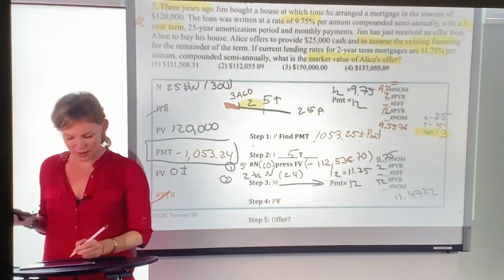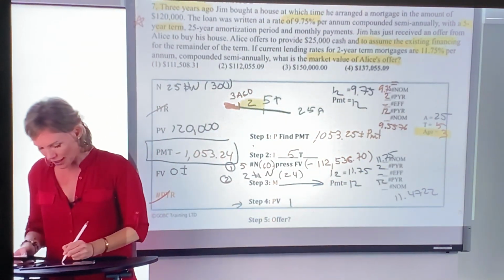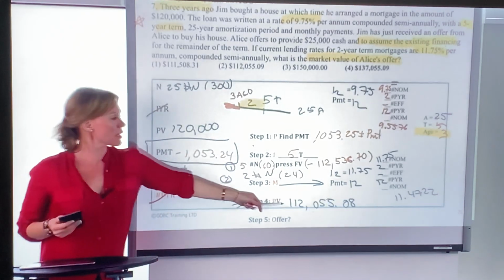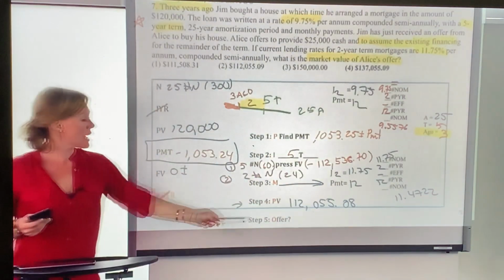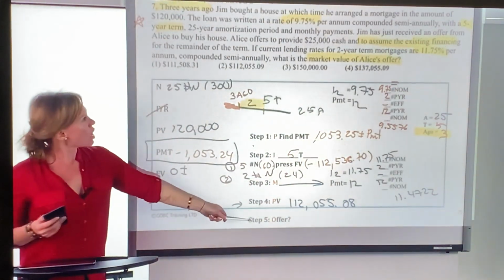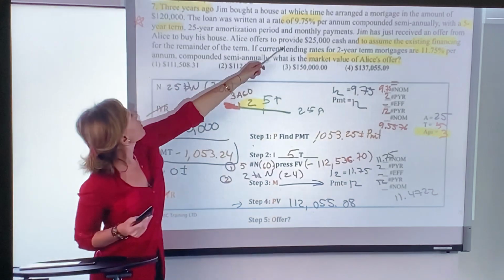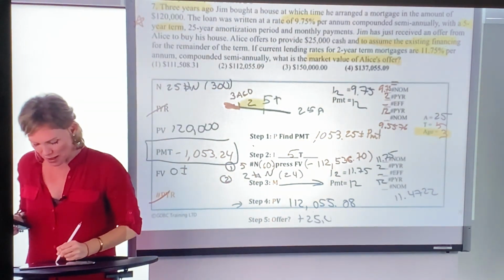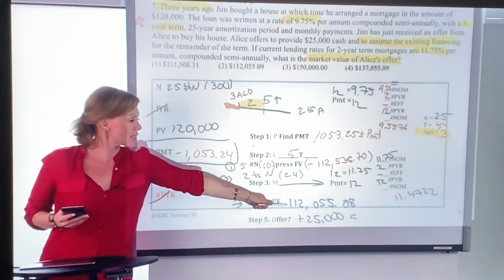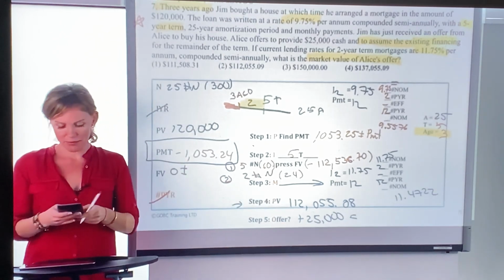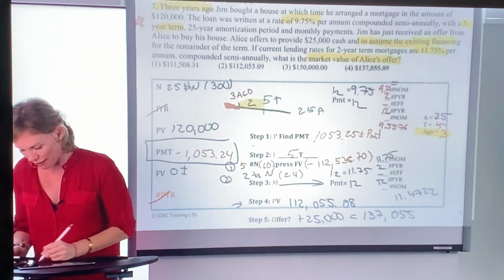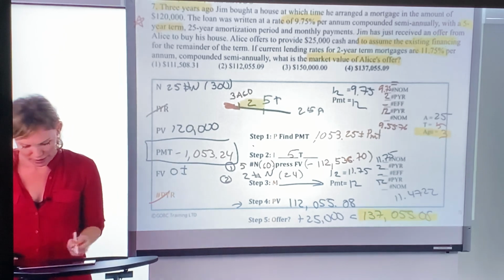Step 4, it's the same. You press your present value, 112,055.08. Okay, that's your mortgage. Okay, it is lower because the rate is different. And then they're looking for the offer. So if it's an offer, you must have the cash. And her offer provides you with cash of how much? Of 25,000. So you're going to do plus 25,000 and press equals. So this 112,000 plus the cash, so plus 25,000, press equals, will come up to 137,055.08. Okay.